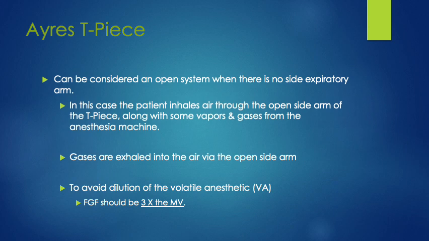So what's an Ayre's T-piece? This can be considered an open system when there's no side expiratory arm. There's a picture later in the lecture. In this case, the patient inhales air through the open arm of the T-piece along with some vapors and gases from the anesthesia machine. Gases are exhaled into the air via the open arm, and to avoid dilution of the volatile agent, fresh gas flows should be 3 times the minute ventilation.